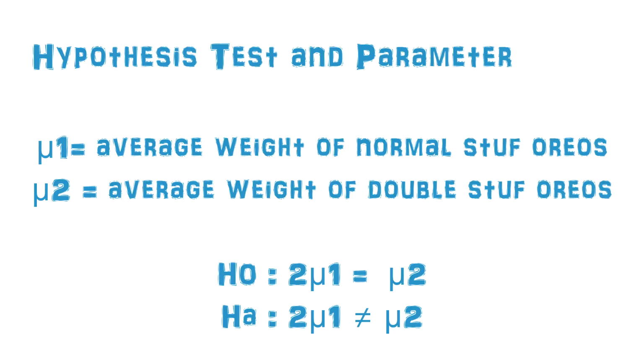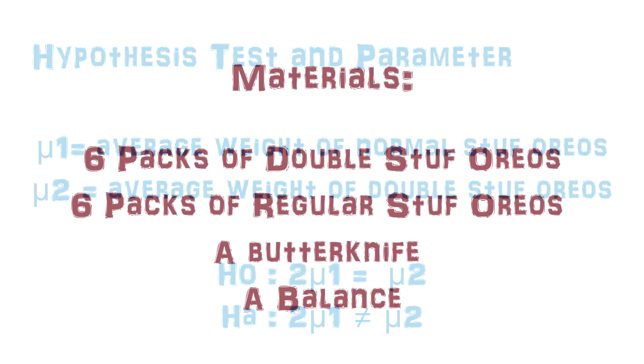Hypothesis test and parameter. mu1 equals average weight of normal stuffed Oreos. mu2 equals average weight of double stuffed Oreos. The null hypothesis is 2 times mu1 equals mu2. The alternative hypothesis is 2 times mu1 does not equal mu2.